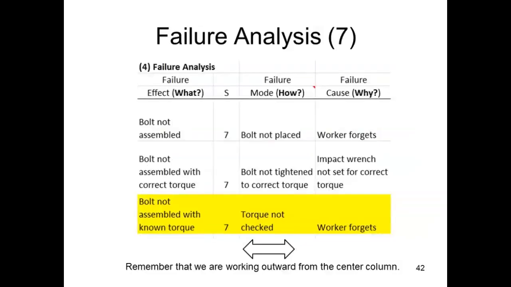The failure mode is torque not checked. The failure effect is the bolt is not assembled with a known torque. And the failure cause is worker forgets. I also have on top, which is not in the Shigeo Shingo example, bolt not tightened to correct torque. The consequence of that would be bolt not assembled with correct torque, and the failure cause of that would be the impact wrench not set for correct torque.